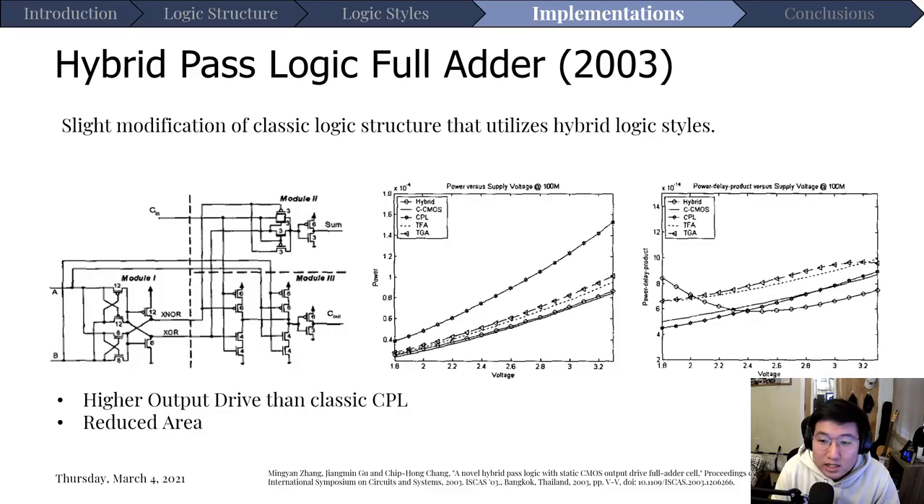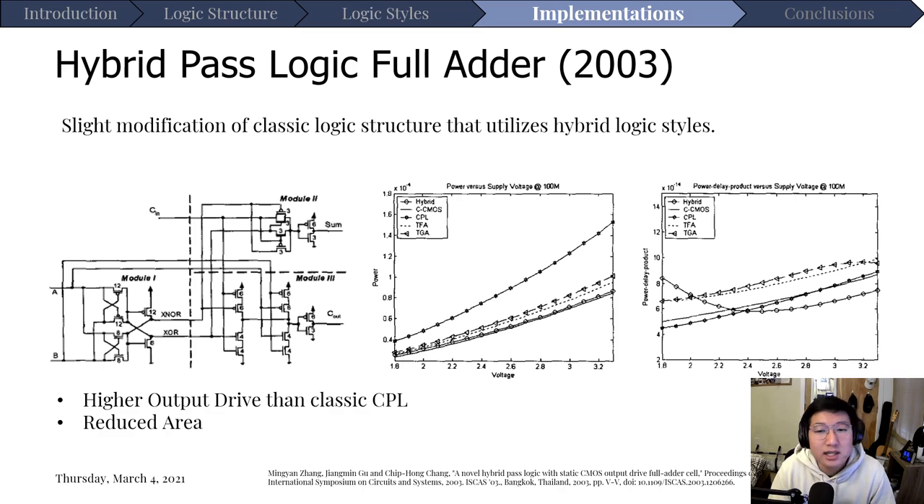And then if we look at the power delay product, this is just a way of measuring both the power and delay in aggregate. It has very good performance as your supply voltage goes up. Not great at these lower voltages, but overall it does have a higher output drive than your classic CPL, in part thanks to using static CMOS. And it does have a much reduced area compared to the traditional full adder. Just looking at module 1 and 2, only 6 transistors are used, so it's much smaller compared to the classic static CMOS.